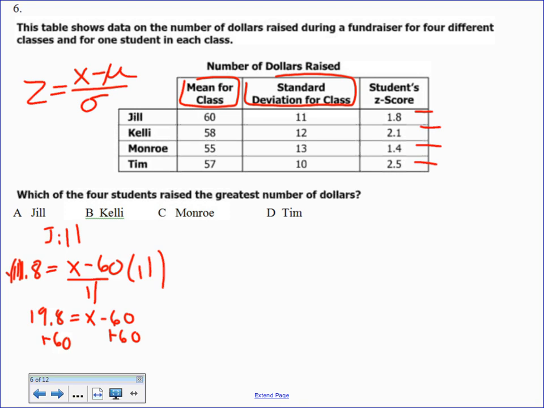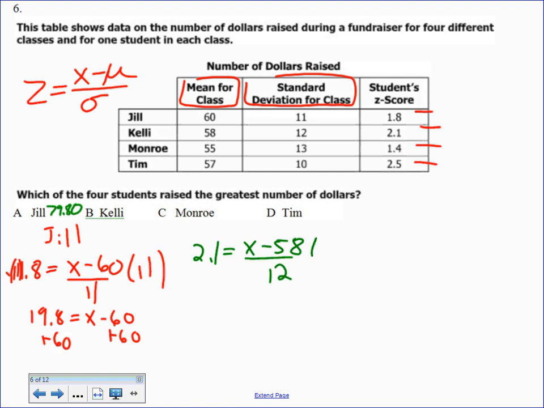And we'll get Jill. Jill actually raised $79.80. Then we repeat the process over for Kelly. Kelly's z-score was 2.1, but her class average was lower and the standard deviation was higher. So what does that result in?